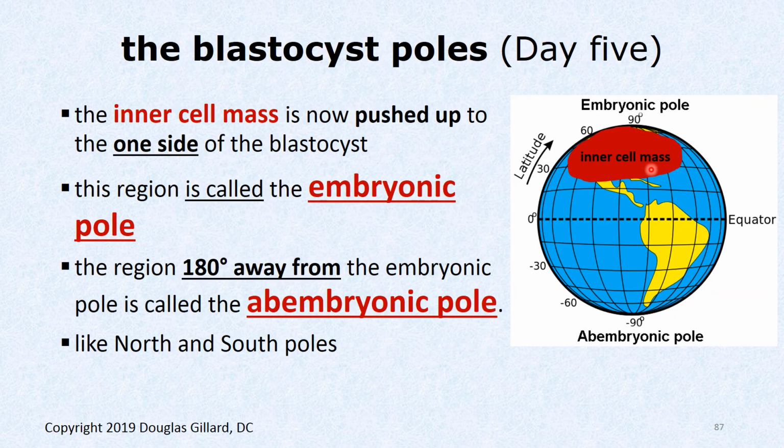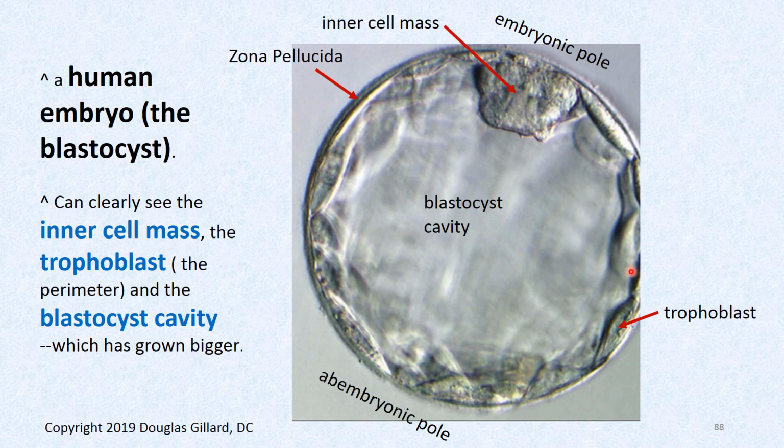And here's everything I just said about the poles. Inner cell mass pushes up as I just explained. And we get our embryonic pole up here at the North Pole. Our abembryonic pole down there, 180 degrees away, just like the North and South Poles. Okay, there's another beautiful picture of a human blastocyst. Again, there's the inner cell mass, and I think you get the message.